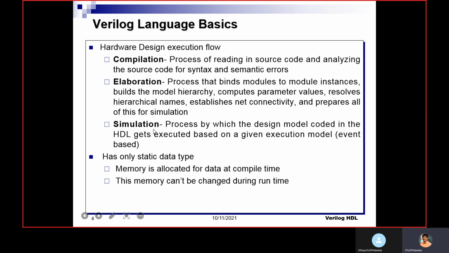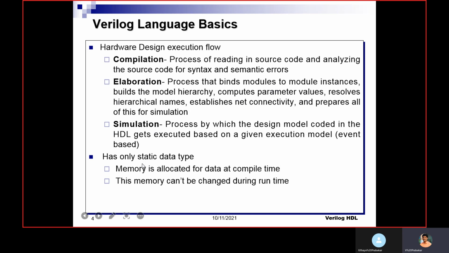And simulation is the process by which the design model code, the HDL, gets executed based on the given execution model. For example, based on the clock, with reference to clock events, all the values are forced to the design, and we are checking for the expected output. This is called simulation.